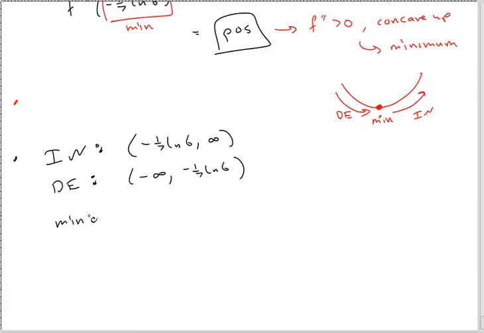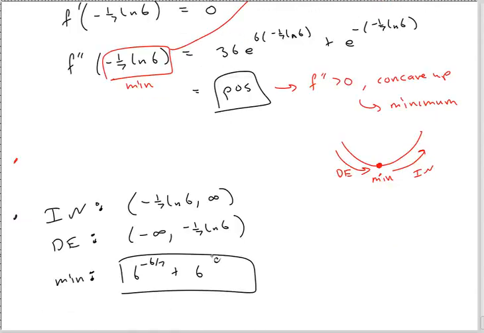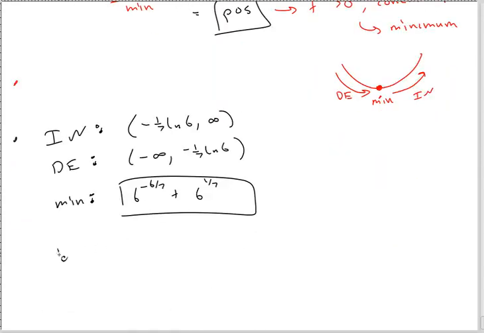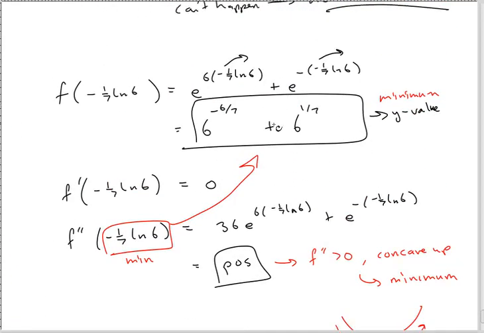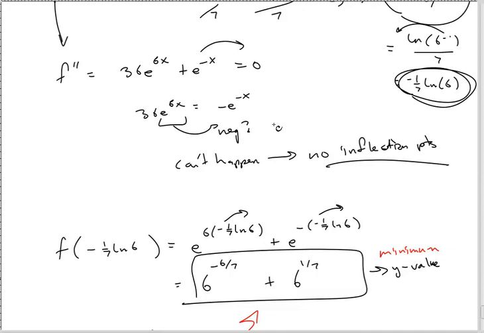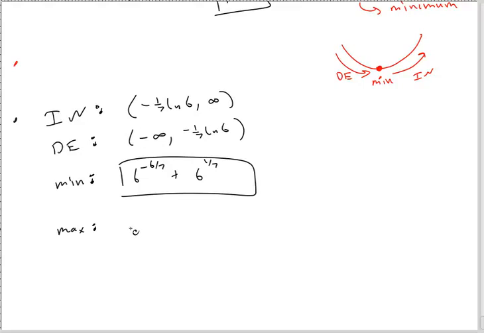The minimum value, the y value that they want, is going to be that 6 to the negative 6/7 plus 6 to the 1/7, whatever. The maximum value. Well, look around here. We got this one value, one time it happened. Did I ever have a maximum? The answer is no. And so you would put D and E for your answer for this guy. D and E. There's no maximum. There you go.